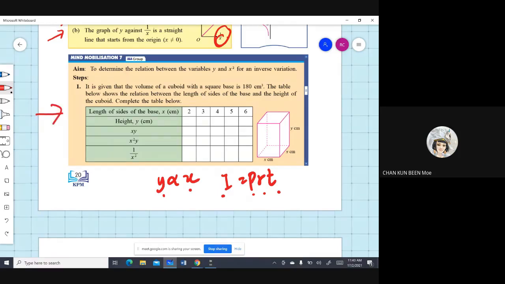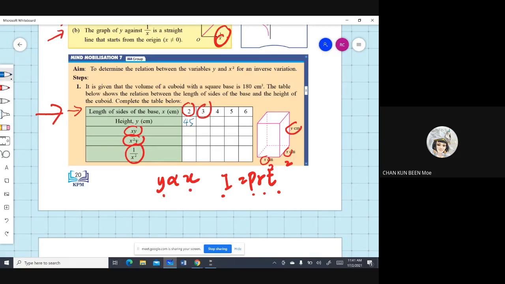It's a very long explanation over here, but I think you can do it at home. Whereby this one, they give you the length of the base. If you look at the first line here, the length of the side of the base is x centimeter. So you are going to replace the x over here with the number given. For example, 2 times 2, you get 4, 3 times 3, you get 9, and so on. The height is y, and then you are going to find the value of xy, x squared y, and y over x squared. So I just write down all the values for you because I already calculated everything over here.